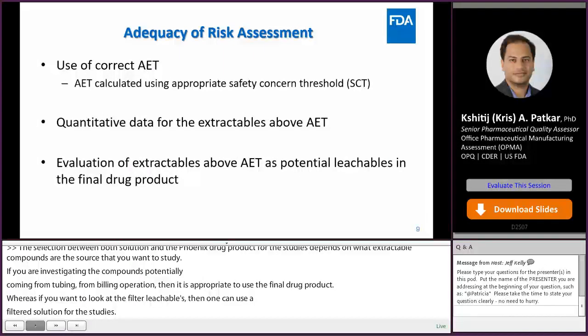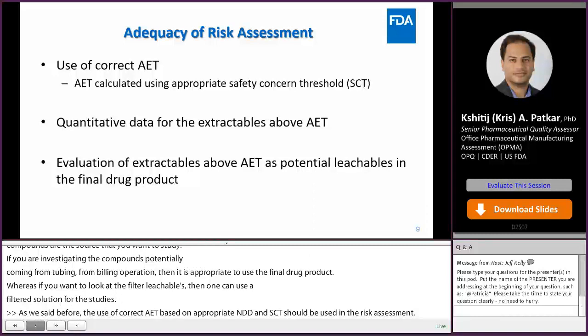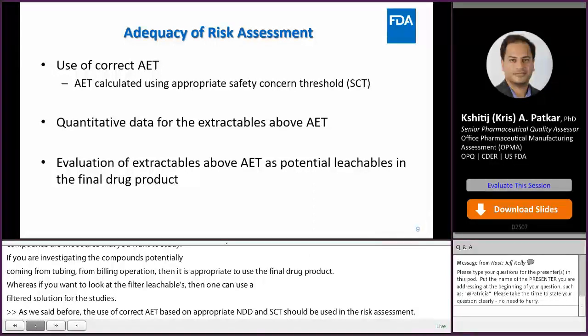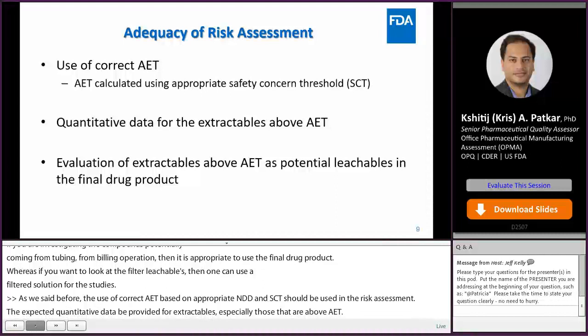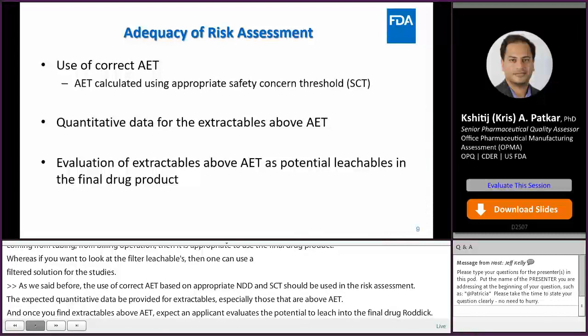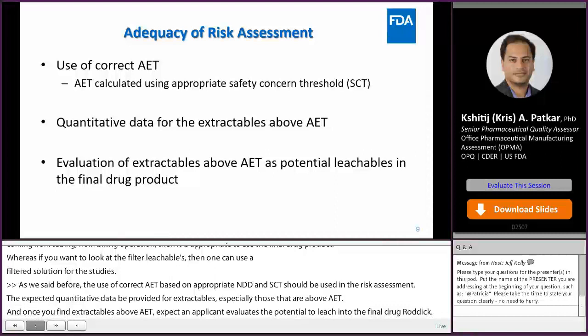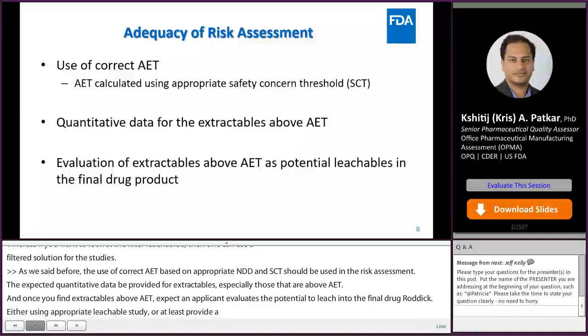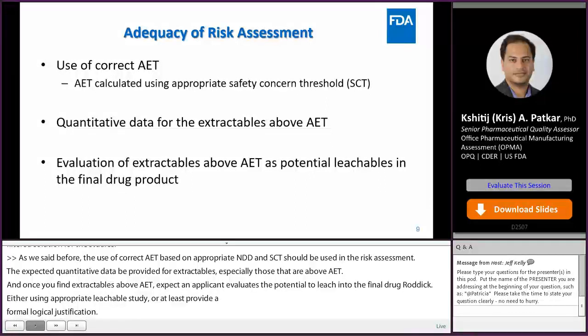As we said before, the correct AET based on appropriate MDD and SCT should be used in the risk assessment. We expect quantitative data be provided for extractables, especially those above AET. And once you find the extractables above AET, we expect that applicant evaluates their potential to leach in the final drug product, either using appropriate leachable study or at least provide a pharmacological justification.